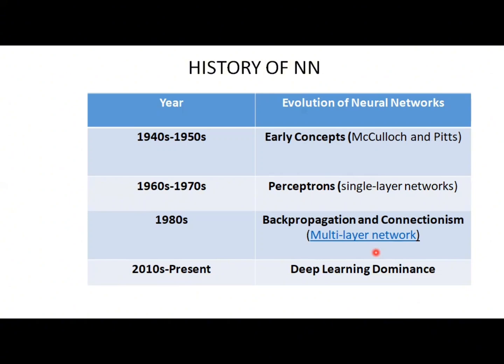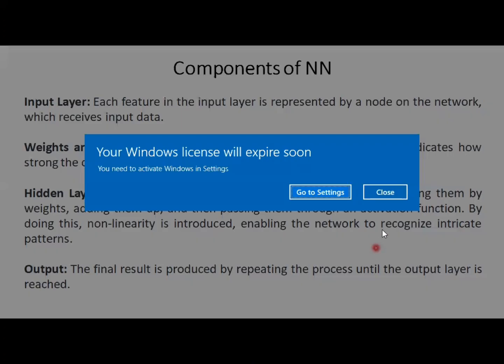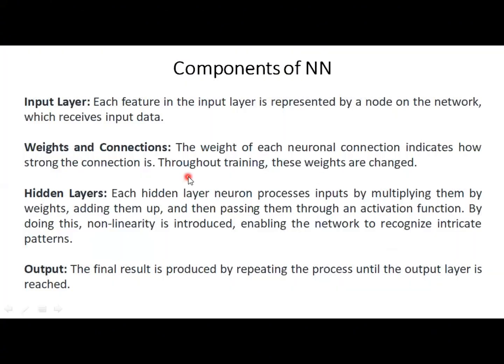I hope you have heard that kind of name. Next, I'm going to discuss about components of neural networks. So usually there are three components available in neural networks. I already told you AI means artificial intelligence techniques, NN means neural networks, ANN means artificial neural networks.